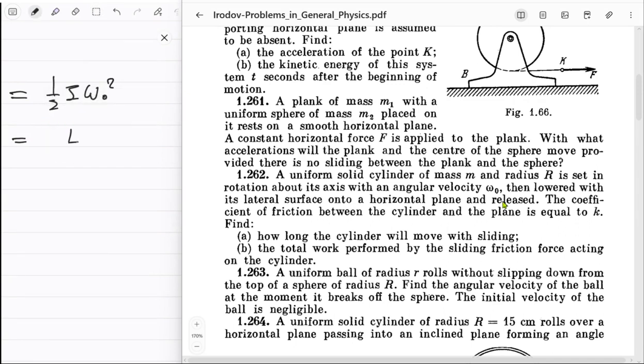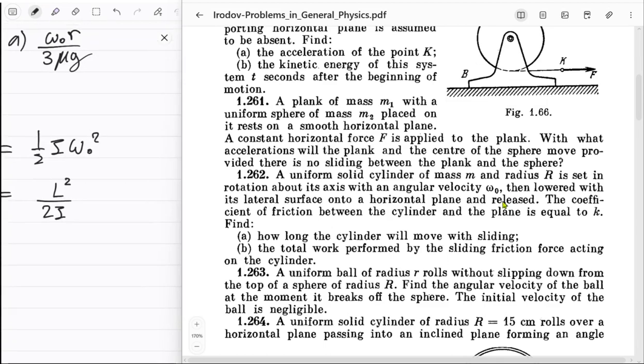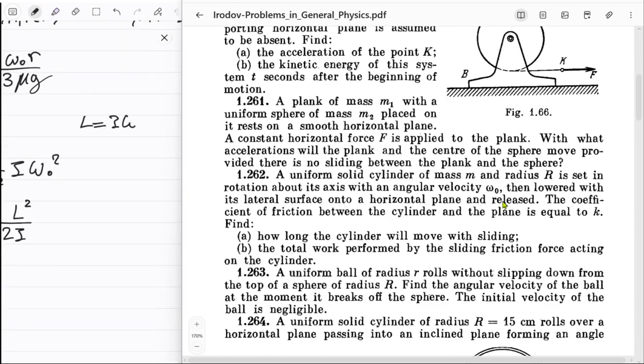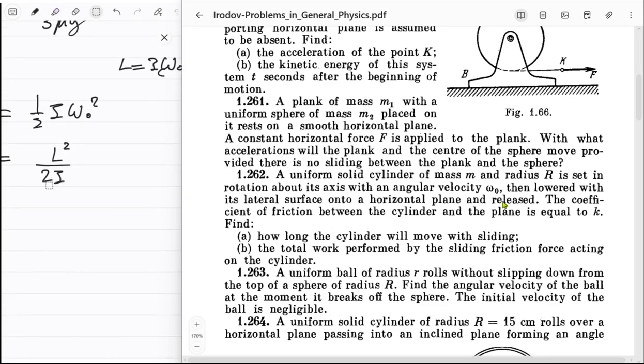You could just do L squared upon 2 inertia about that point, right? Yeah, it's hard to explain, but I am doing it in my head, you need to do it as well. And what is angular momentum? It stays constant, is I omega naught. And this is I_C, by the way. And actually this I is different. This is the inertia about that contact point. So I plus m r squared, right?